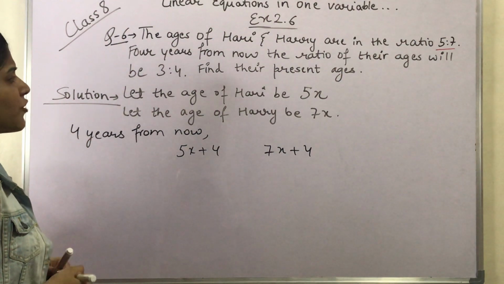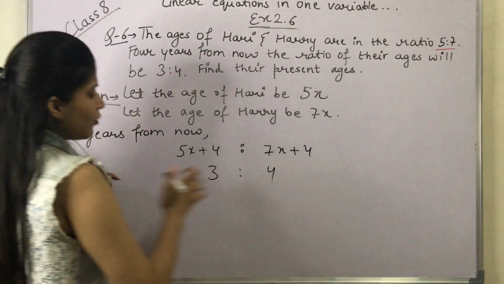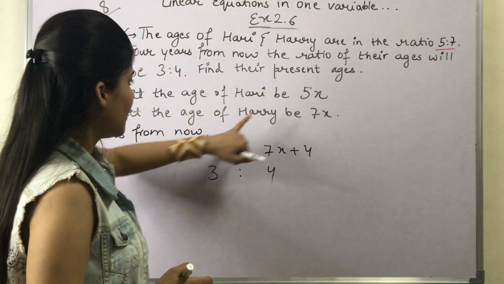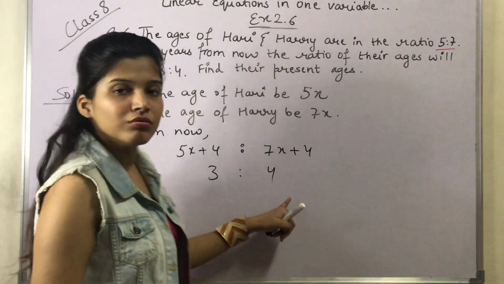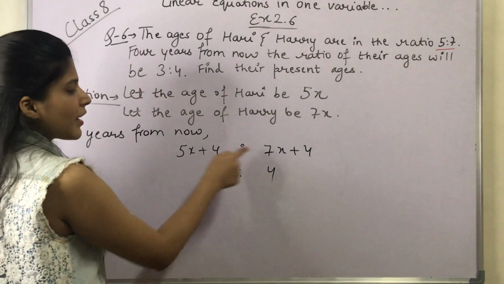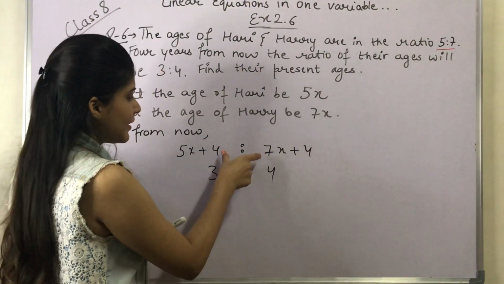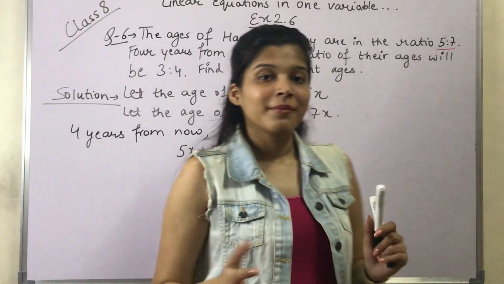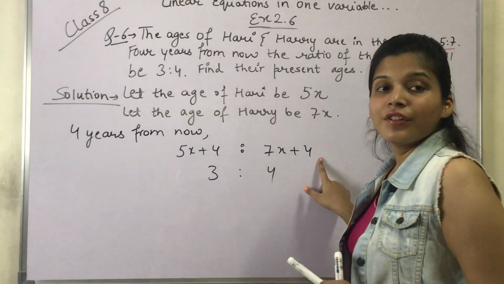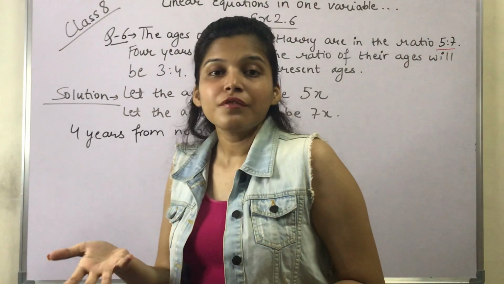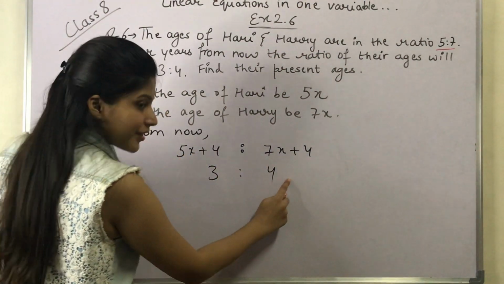The ratio of their ages will be 3:4. Means right now their ratio is 5:7, but after 4 years it will be 3:4. So we added 4 to this one and 4 to this one. It means this age will be equal to 3:4, because 3:4 is the ratio 4 years later, and this is also the age of both of them after 4 years. Okay, so we can write this ratio equal to this ratio.